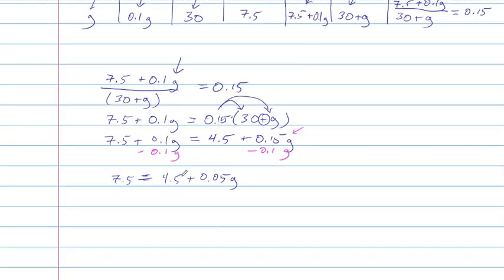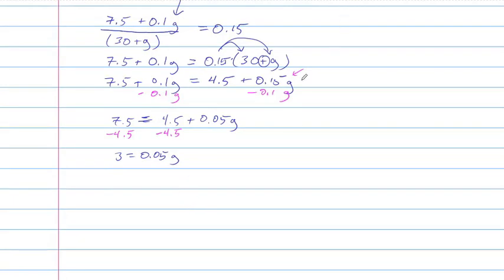Alright, now let's subtract off what doesn't have a G to the other side. So, as I brought my G's to the right, I'm going to bring the non-G's, everything that doesn't have a G, to the left. Alright, and that's going to leave me with 3 equals 0.05 G. And lastly, to get G by itself, I can divide both sides by 0.05. And if you plug that into your calculator, you will see that 60 equals G.